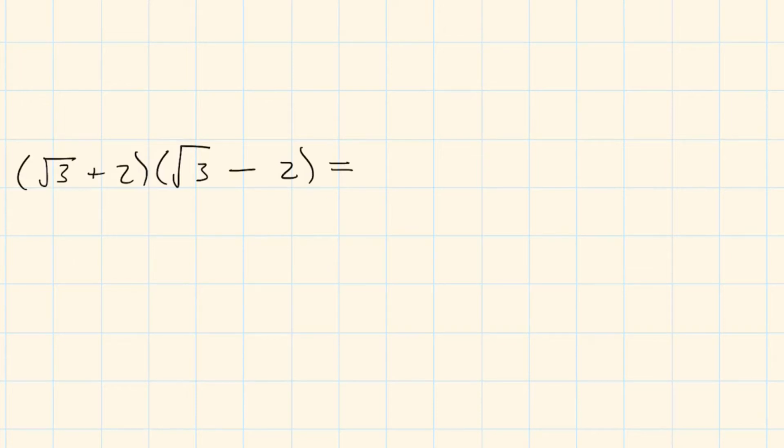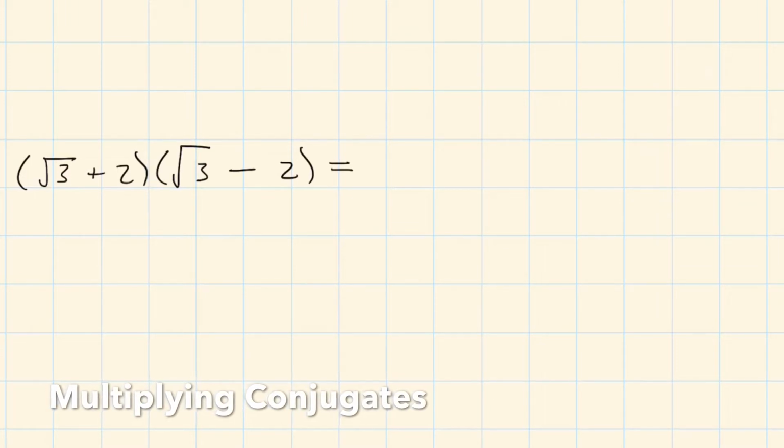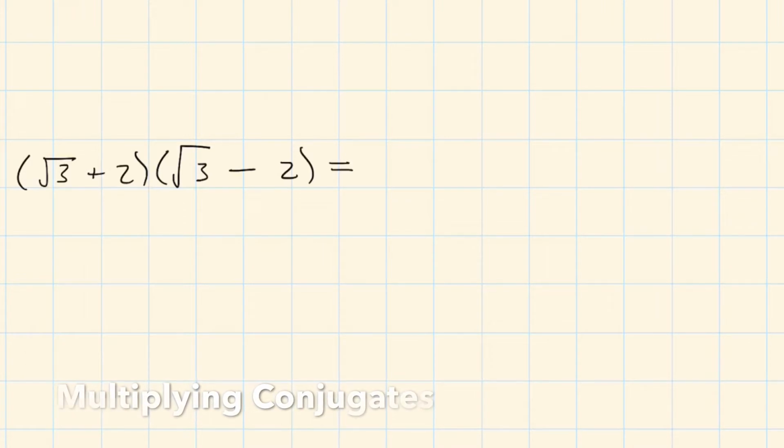Root 3 plus 2 times root 3 minus 2. Now, root 3 plus 2 and root 3 minus 2 are called conjugates of each other. A conjugate is what you get anytime you have two terms, something plus something or something minus something, and you just change the sign from minus to plus, as long as the two terms are the same. So 2 plus 1 versus 2 minus 1, 7 plus 3, 7 minus 3, 11 plus 1, 11 minus 1. They're all called conjugates just by changing that sign.